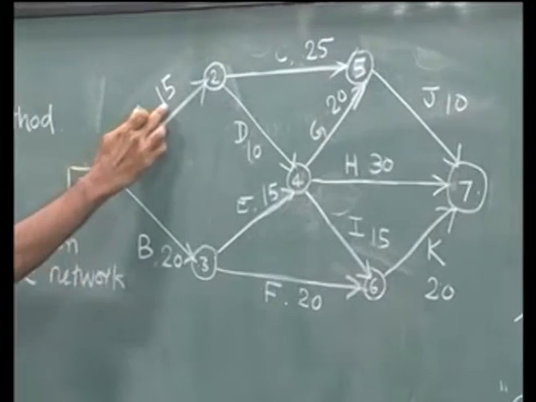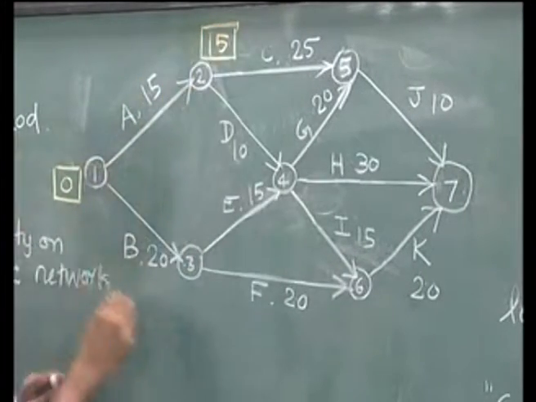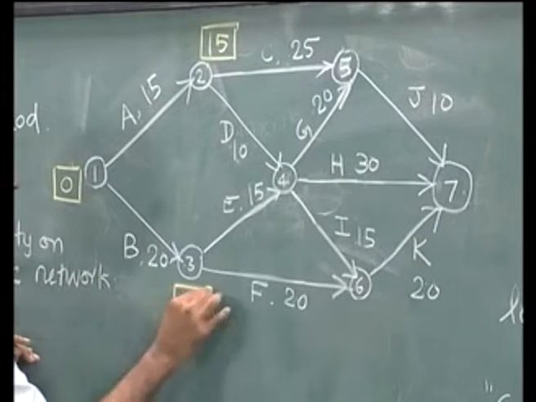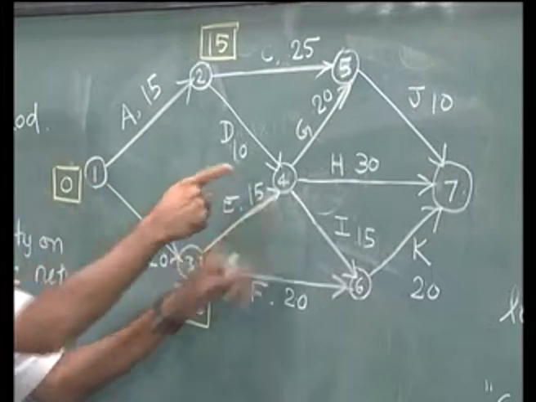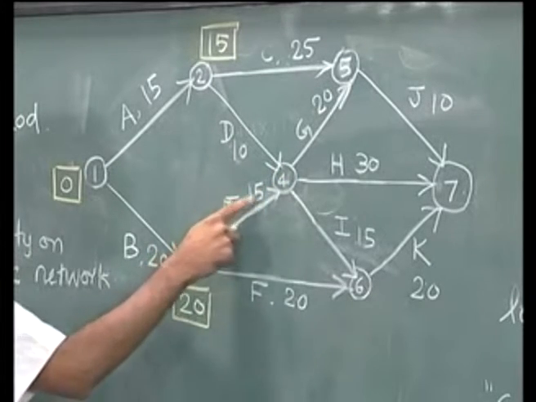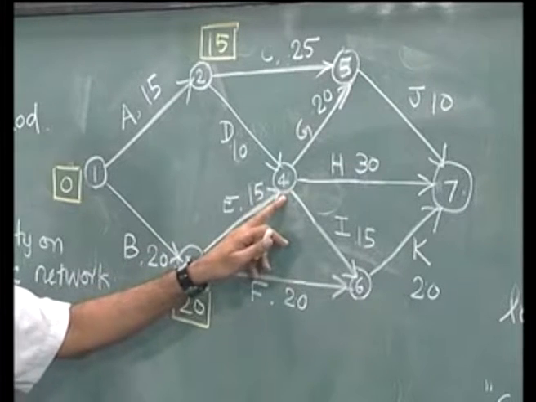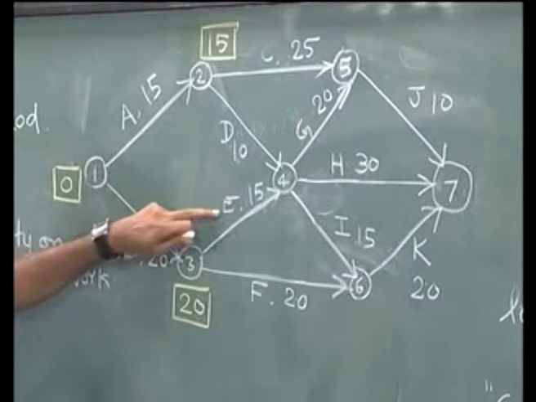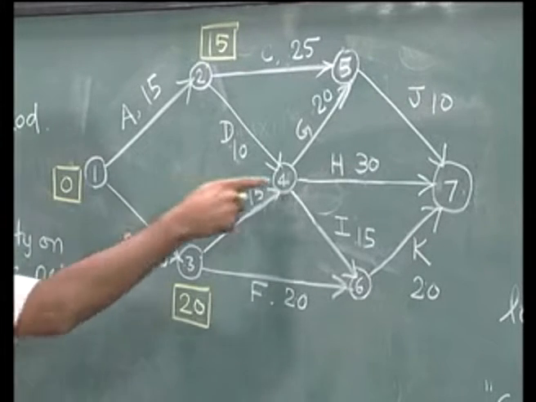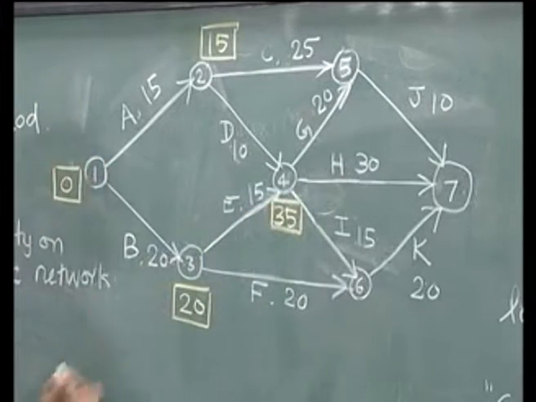Let us assume we start here with time equal to 0. This takes a duration of 15, so we reach this at 15. This takes a duration of 20, so we reach this at 20. When we come here, we reach this at 15 plus 10, 25, and 20 plus 15, 35. Now, this node 4 represents the point at which both D and E are completed, and therefore the maximum of the values would be the label for the node, and we would get 35 here.